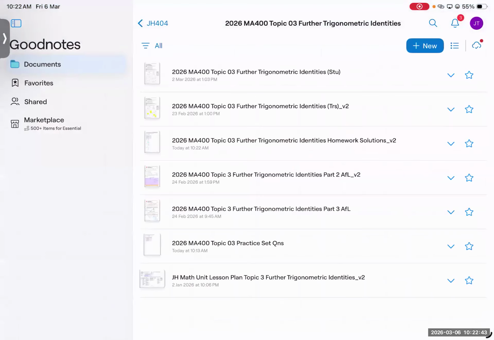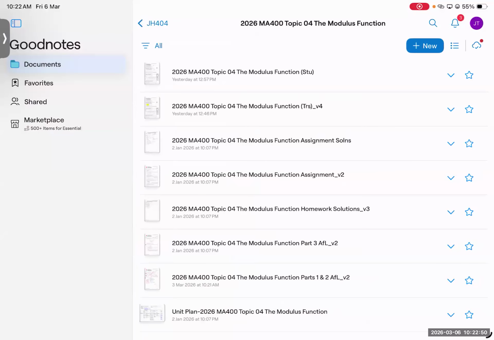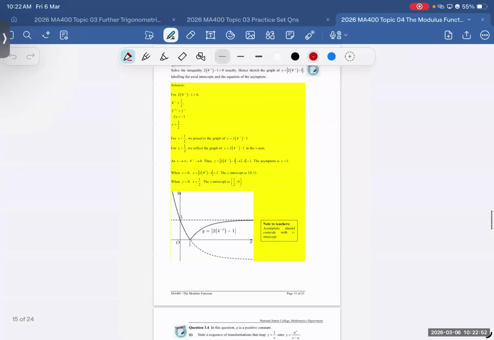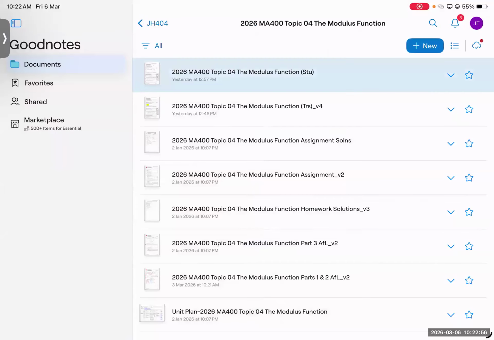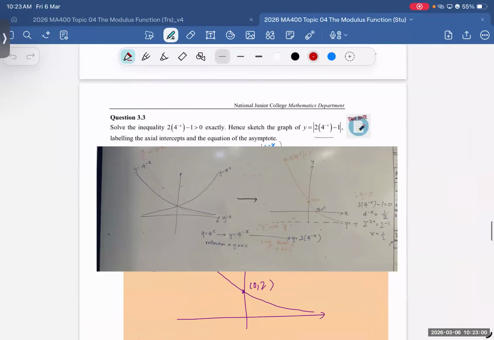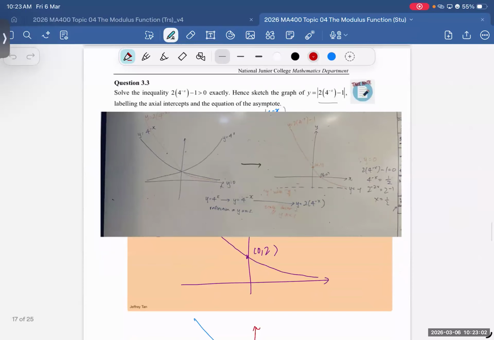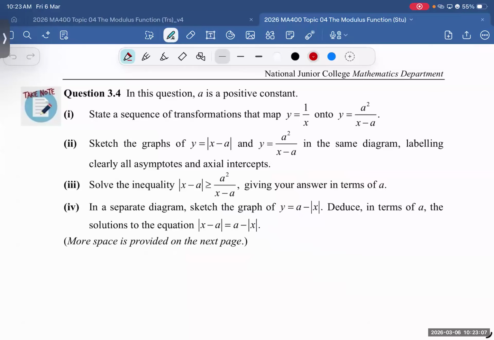So let's come to the notes now. If you're okay, you can submit your practice set 3. We'll come back to the notes. So yesterday we were at question 3.3. We stopped somewhere here. After which we are going to go to question 3.4. Okay. Let's start.